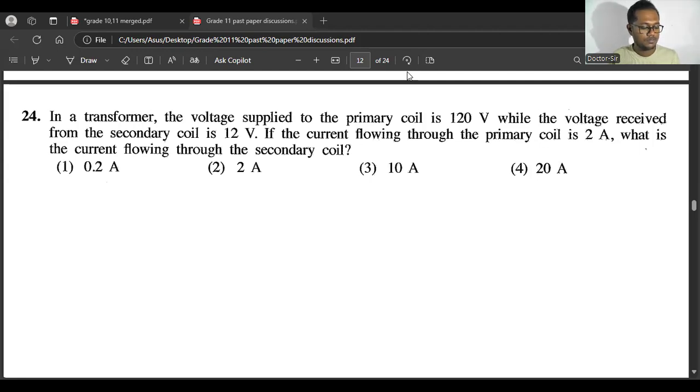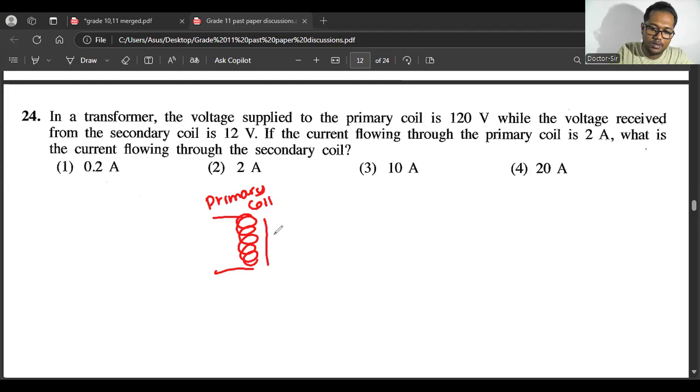First, I will draw a small transformer here. This is my primary coil. And at the other end, it should be the secondary coil.